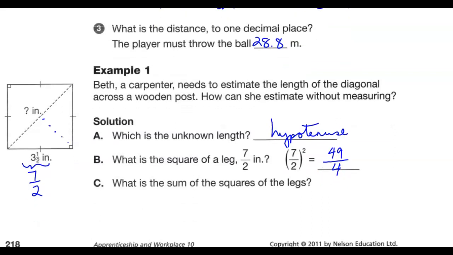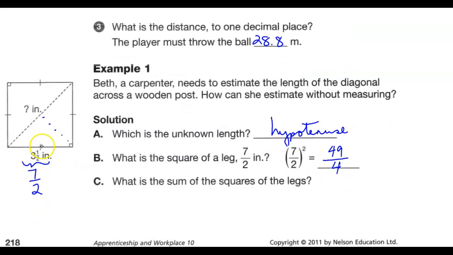Okay, now it's a square, right? So those are the same. So what is the sum of the squares of the legs? So we are going to have 49/4 plus 49/4. So you have a common denominator. It's going to be over 4, and that will be 98.